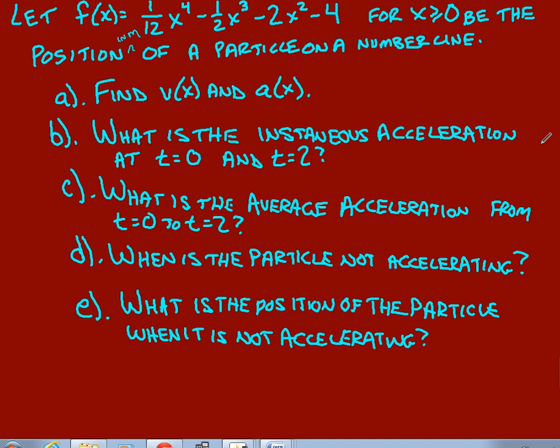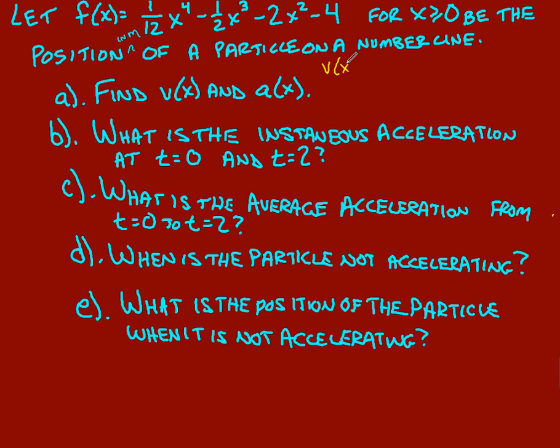We're looking at examples for position, velocity, and acceleration equations when it comes to calculus. What we're going to first look at here is we have a position function given here for all values where x is bigger than 0. That is a position in meters of some particle along a number line. The first thing it's asking for us to do is find the velocity and acceleration functions.